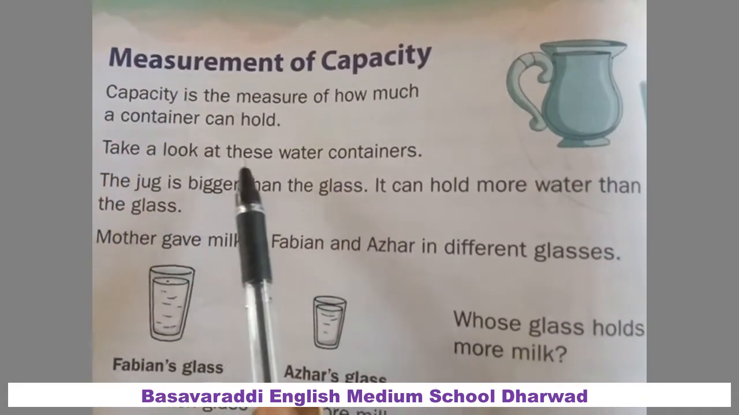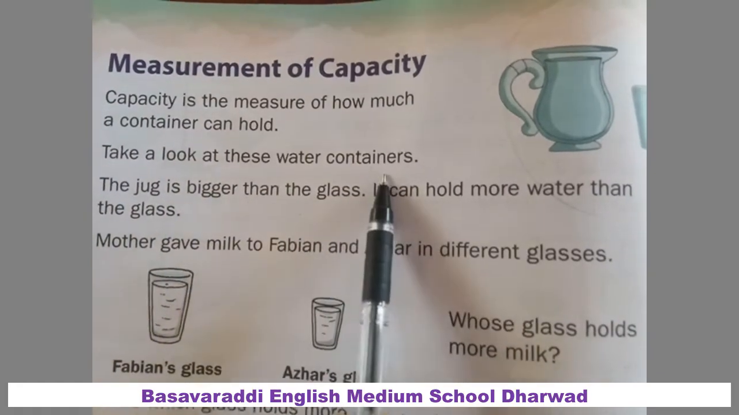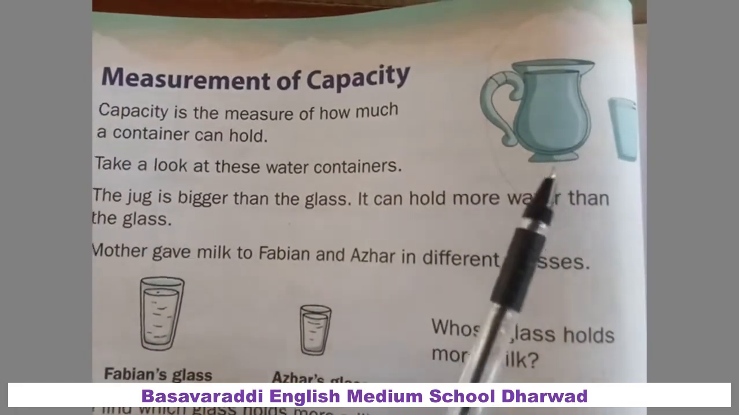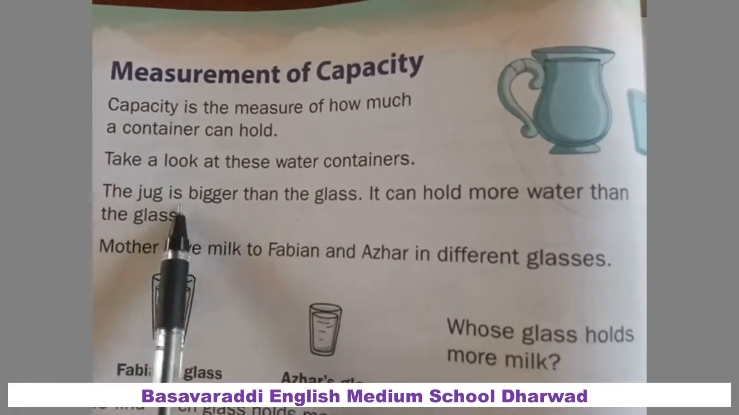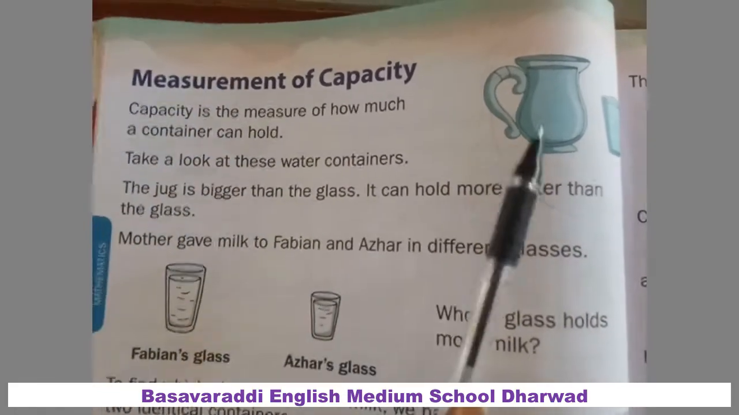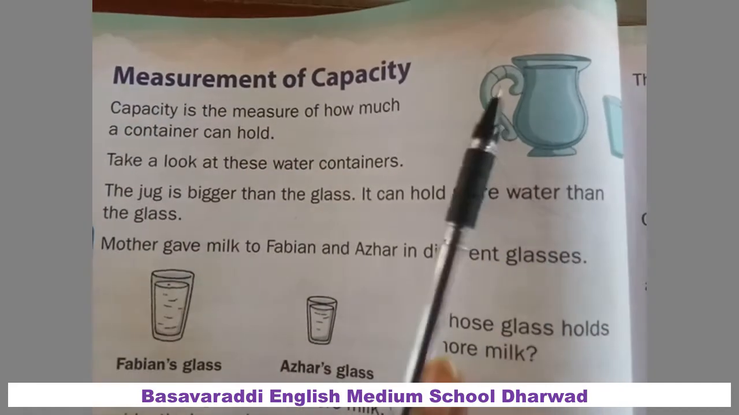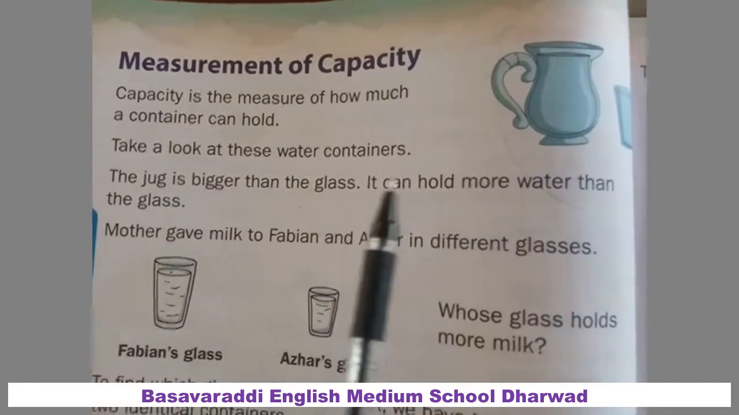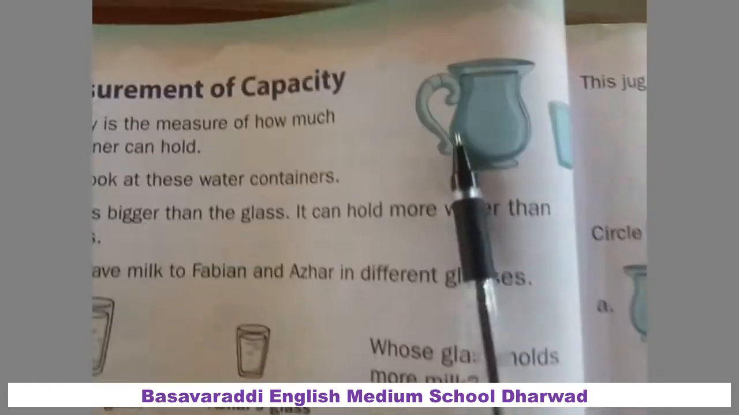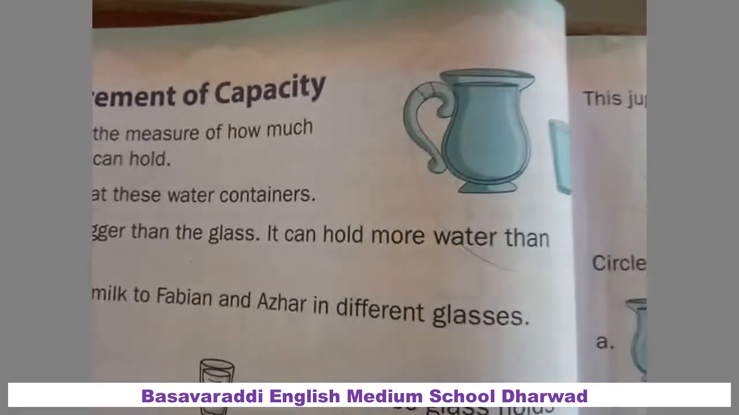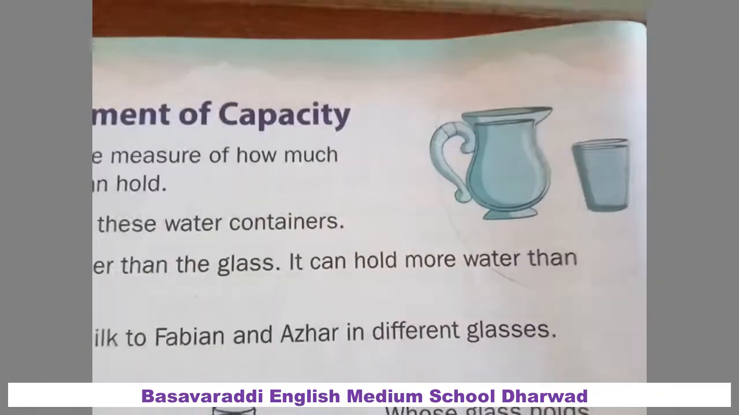Take a look at this water container. The container holds water, which is a liquid. So we are saying the jug is bigger than the glass. The jug is bigger. It can hold more water than the glass. See, the jug is holding more water than the glass. Jug is holding more.